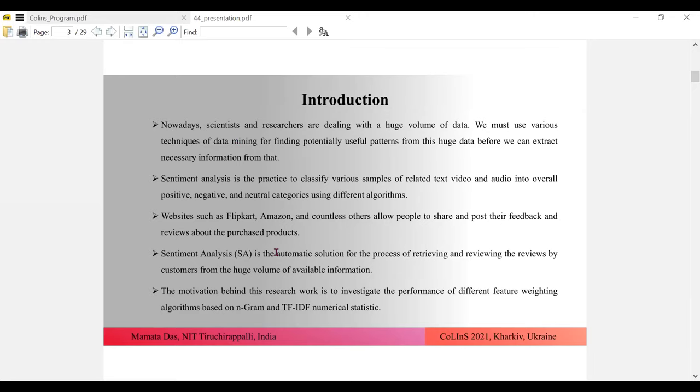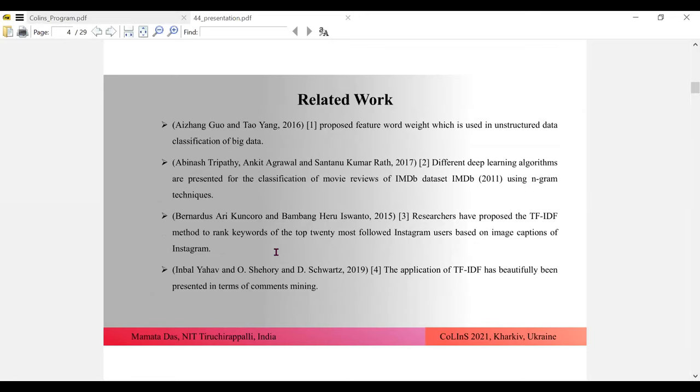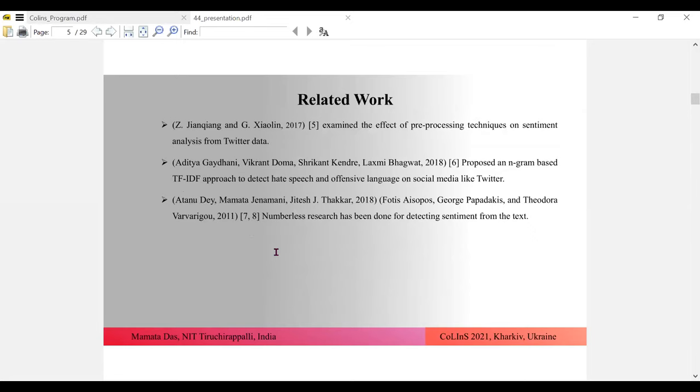So this is some of our related work. Research on sentiment analysis has been increasing tremendously for the last 15 years due to the wide range of social and business applications, and we have done a survey on that. We can see some related work here. Numerous research works have been done on feature weighting methods and on detecting sentiment from text. But there is still a large scope for refinement of existing sentiment analysis models, and the performance of existing approaches can be further improved with more semantic information.